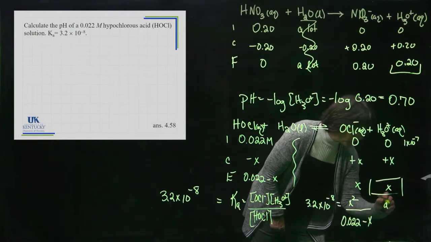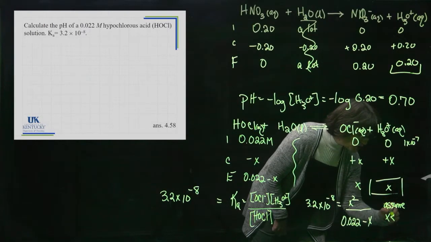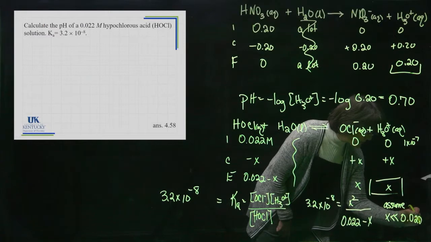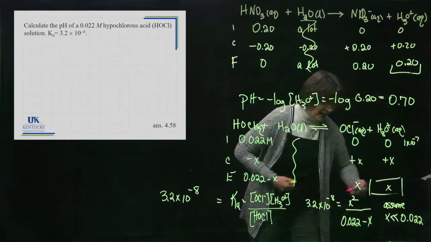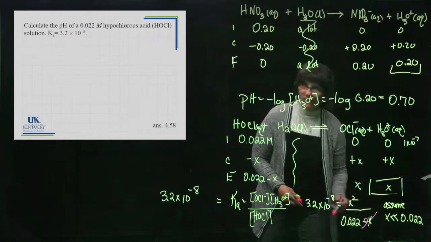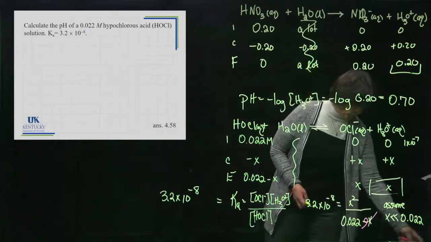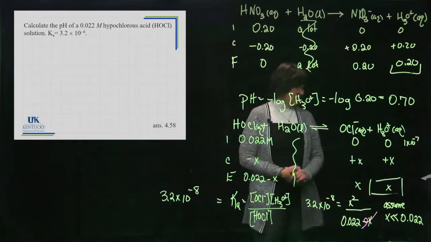So here's my assumption: we assume that x is much, much smaller than its initial concentration. What do I get to do if I'm making that assumption? Well, I can just ignore that x. I'm going to say it's so small that if I subtract it from 0.022, it's still 0.022. That makes it fairly easy to solve for.